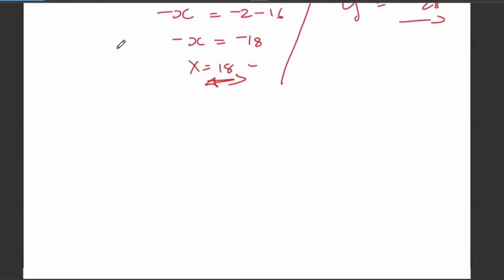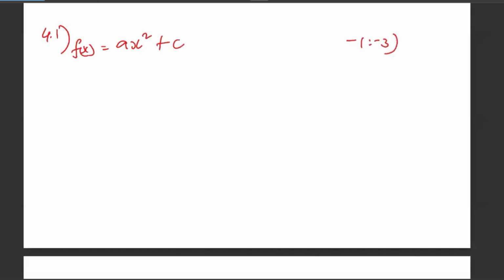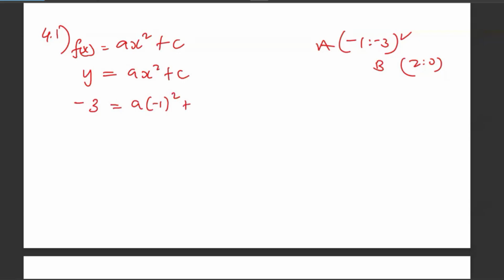So we have ax squared plus c. Remember, this is our f of x. But which points are we using? (-1, -3), and then we also have (2, 0). So let's substitute. We know that this f of x is the same as y, ax squared plus c. So if I use point A, I'll have -3 equals a into -1 squared plus c.